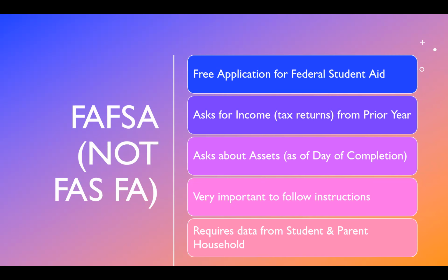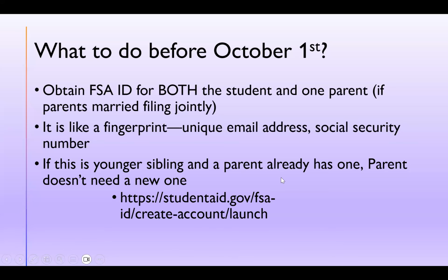I will explain a lot of details as it gets closer. It's important to follow the instructions. The biggest issue they ran into last year is that people checked the box and messed up the application. So I will go over that when it's time to do it. And it asks for information about the student and parent household. So what am I going to have students and families do before October 1st? I will explain to you as it gets closer.